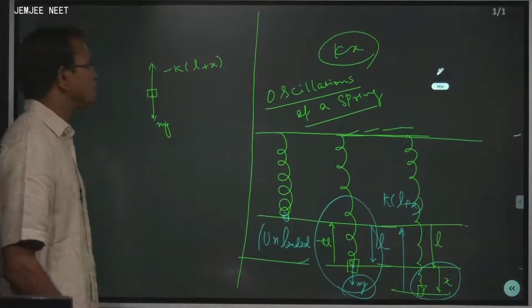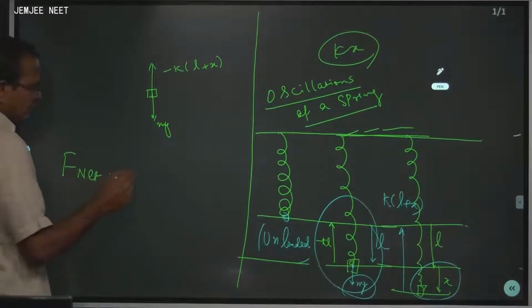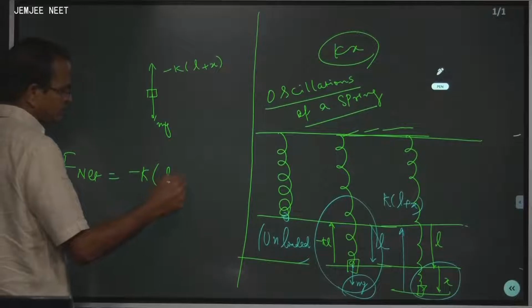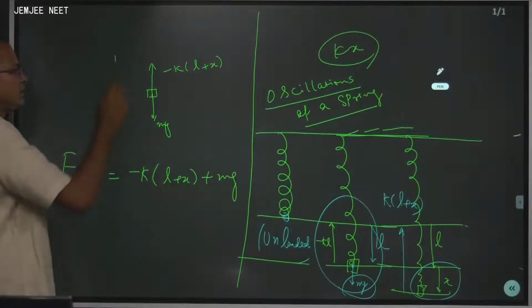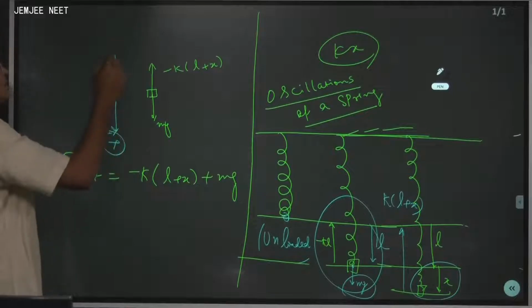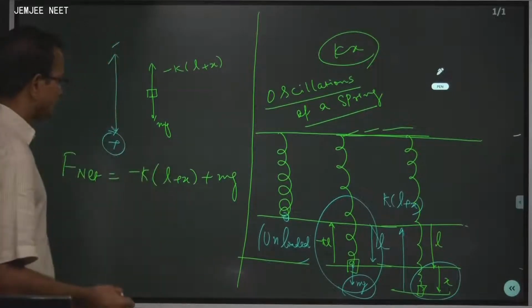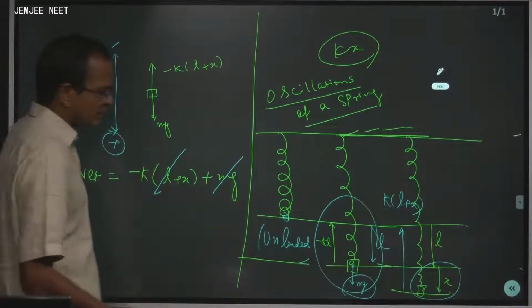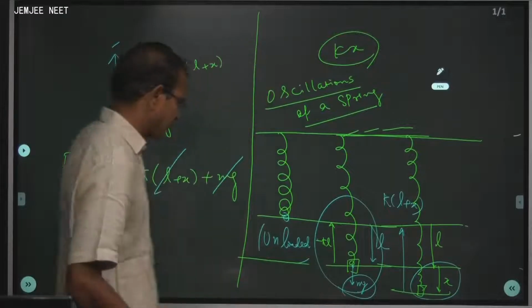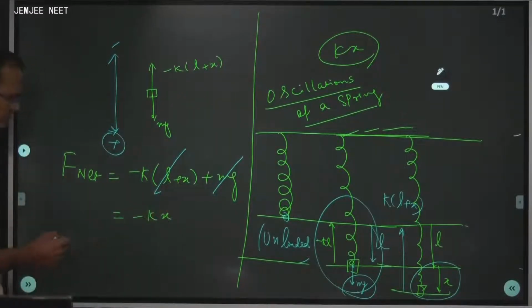Now what's the net force? F net is given by minus k into L plus x, plus mg. You can take plus or minus whichever way you like; I have taken this as plus and this as minus. There is no problem if you take it the other way. So k into L gets cancelled with mg, because k into L equals mg in magnitude, but they are in opposite directions. Therefore k into x is the net force.